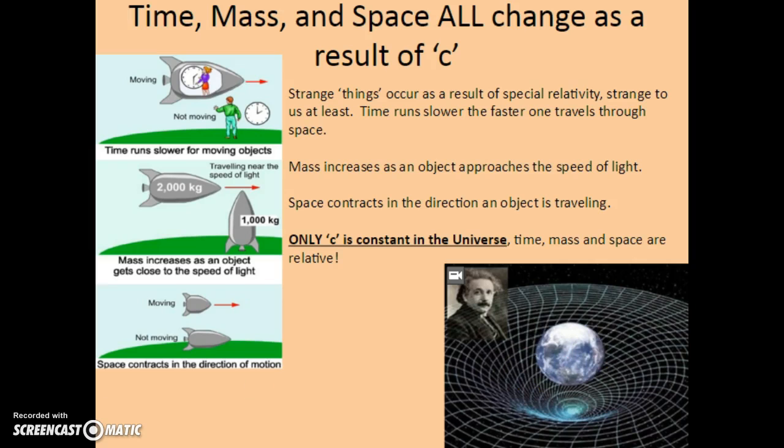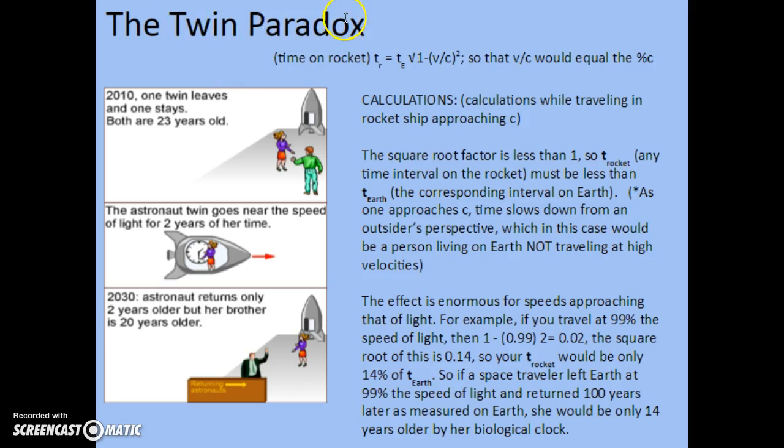So we can apply that to this really unique storyline of what's called the twin paradox. We can calculate the time on the rocket compared to a person's time on Earth. And it's essentially like saying that the rocket ship is going to be approaching the speed of light. And you can pause this and look at the math here. But essentially it's saying this.